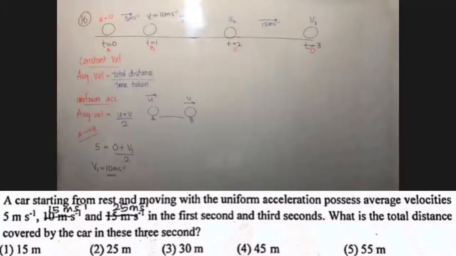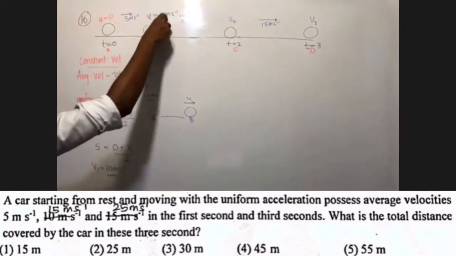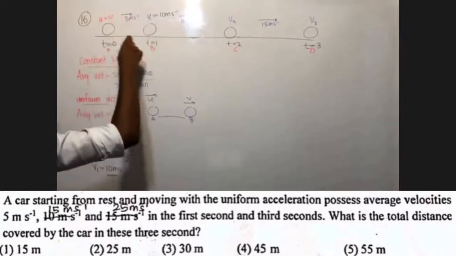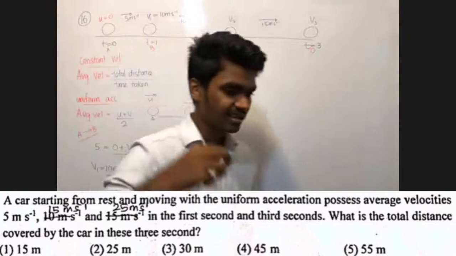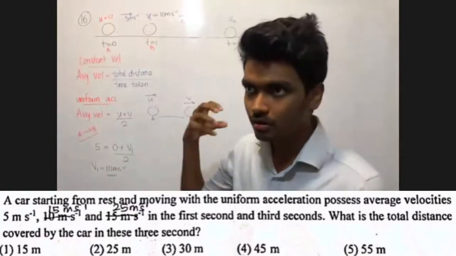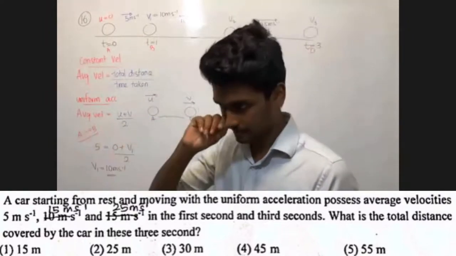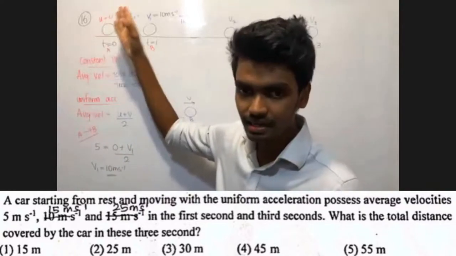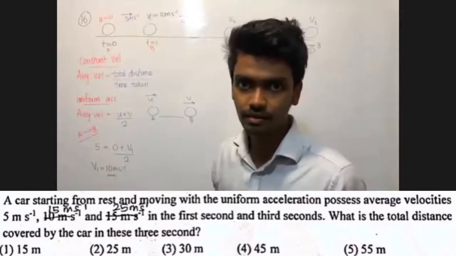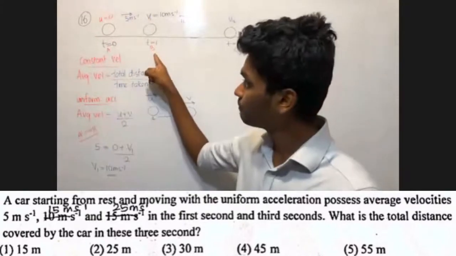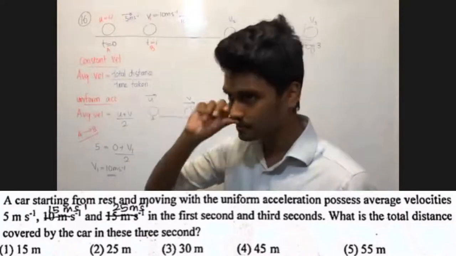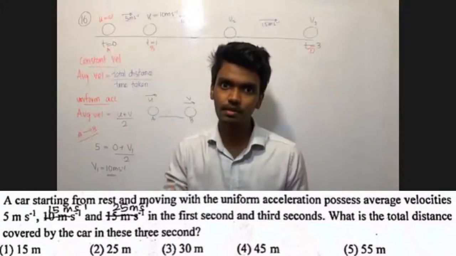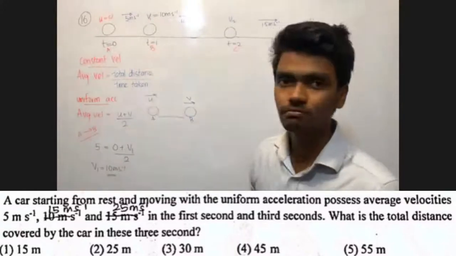How did I get that 10 meters per second? Because they have given the average velocity in the first second, 5 meters per second. That is the case. But they have also given that initially the movement starts with zero velocity. So we can find the velocity at B.